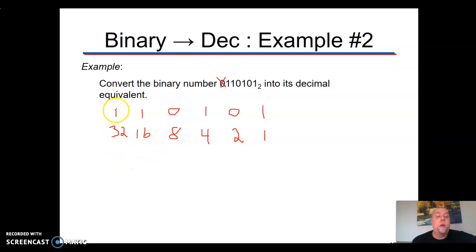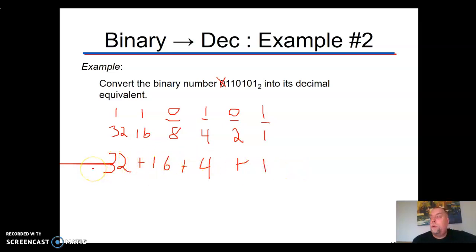So now I've got to bring numbers down. So I've got a 1 here, so I need to bring this 32 down. Sorry about the line coming through. That's plus. I got a 1 here, so I got to bring the 16 down, right? Plus. Is there a 1 here or a 0? It's a 0, so I don't have to bring that down. Well, I have a 1 here, so I got to bring the 4 down. 0 here, so I don't have to bring anything down. And I have a 1 here, so I have to bring that down. So I've got 32 plus 16 plus 4 plus 1.